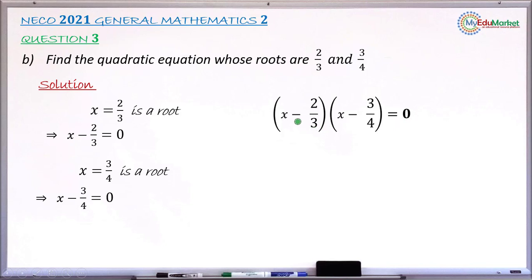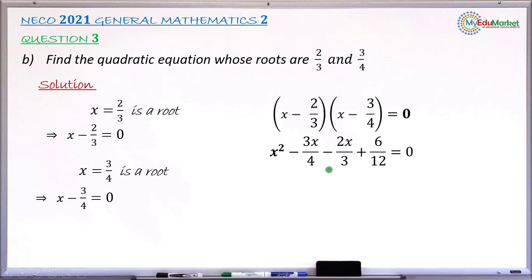So expanding the two brackets, we now have x times x, that gives you x squared. X times minus 3 over 4, that gives minus 3x over 4. And taking minus 2 over 3 times everything in the second bracket, you now have minus 2 over 3 times x, that gives minus 2x over 3. And minus 2 over 3 times minus 3 over 4. Minus times minus is plus, and 2 over 3 times 3 over 4 gives 6 over 12, equals 0, which I copied by the right.